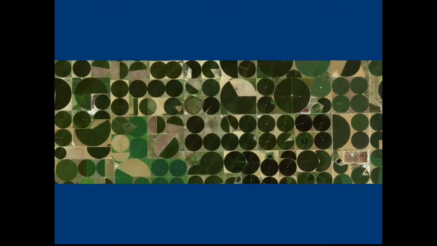Here's a true color image of the same exact imagery, but without the infrared lens. The circles are irrigation circles of crops. It's clear to see that where the crops are irrigated, they have very healthy vegetation.